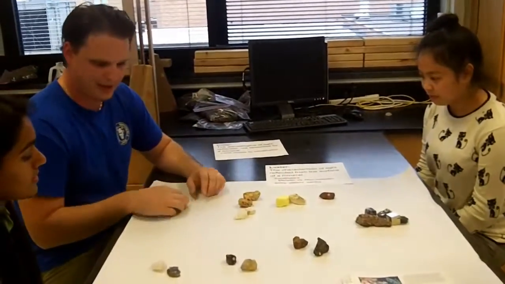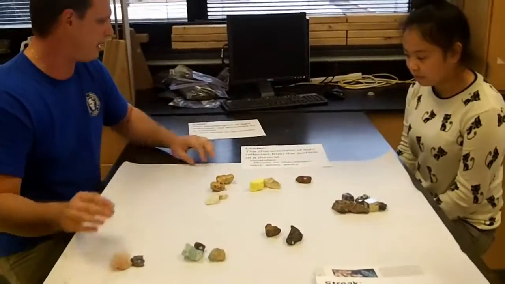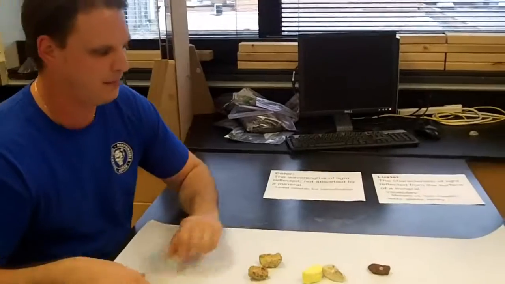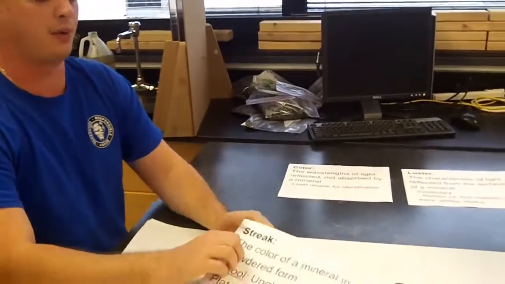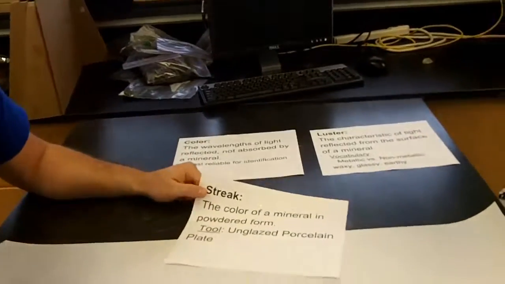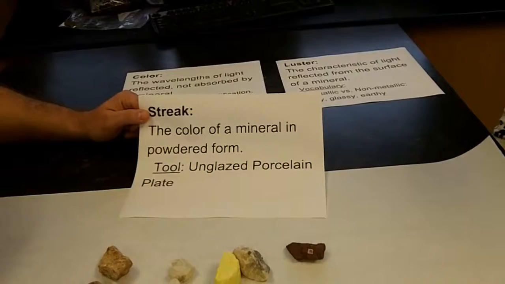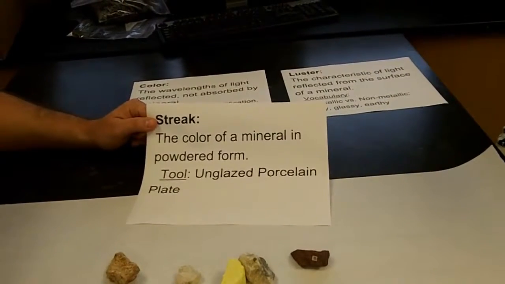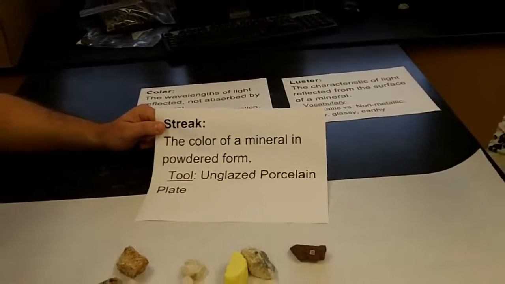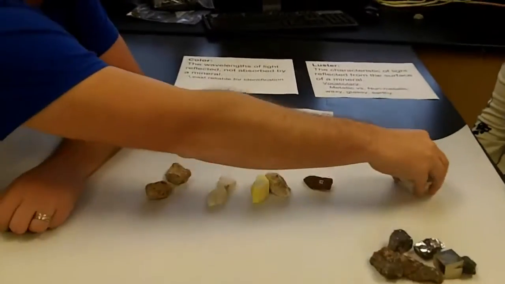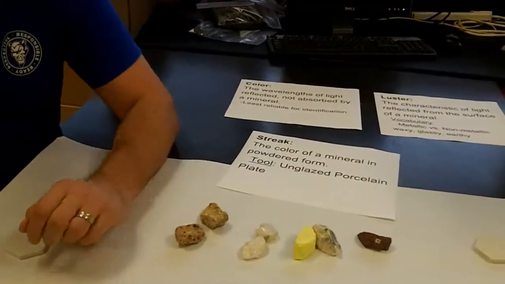Now the last one that we're going to talk about, and I'm going to move these guys out of the way, still want them to be visible, is something called streak. I'm going to put this up here. We'll read the definition: the color of a mineral in powdered form. The tool that we use for this is an unglazed porcelain plate. So I'm going to give everybody one of these. Great, we got 4 of them.